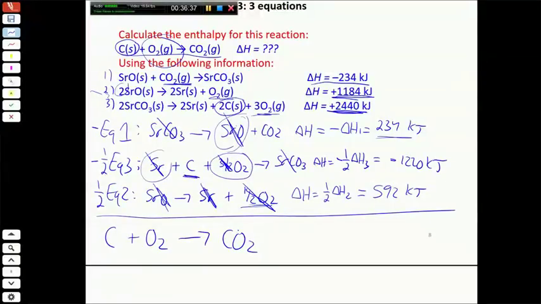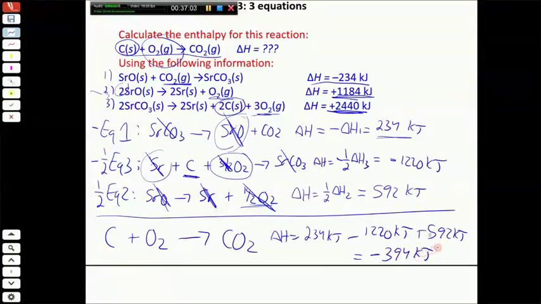So this is the overall chemical equation, and we just have to add up the delta H's. 234, negative 1220 from the second, positive 592 from that last one that we modified, gives negative 394 kilojoules. Okay, so that's what the final delta H is when we add together these three numbers.